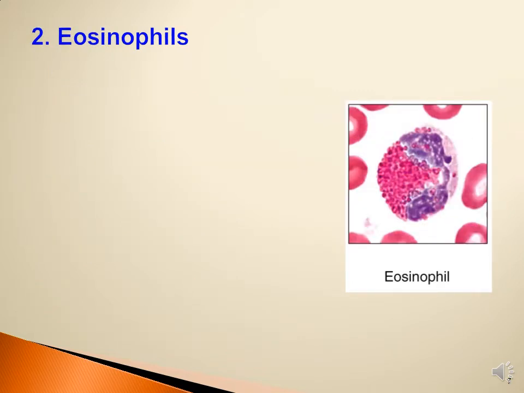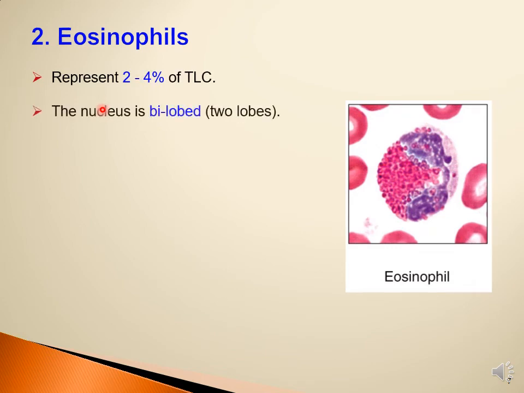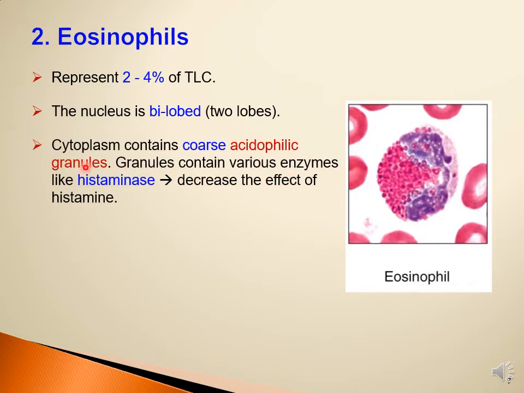Now let's go to the second type of granulocytes. These are the eosinophils. Their old name is acidophils because the cytoplasm is packed with acidophilic granules. They represent 2 to 4% of the total leukocyte count. Here, again, we have a single nucleus, but it has 2 lobes. So it has a bilobed nucleus. You can see this is the nucleus, and it has 1 lobe, and here another lobe, and they are connected together. The cytoplasm, as you can see, also contains coarse acidophilic granules, pink in color.